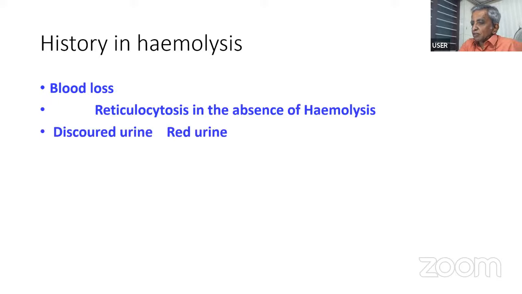Discolored urine. Some of the patients with hemolytic anemia pass red urine. What diagnosis will you make? Anybody? Red urine. Classically, hemolytic anemia doesn't produce any colored urine, but hemolytic anemia with red urine.